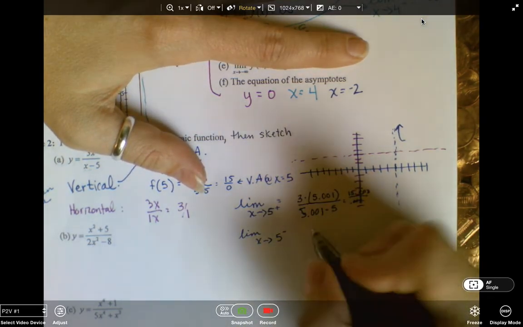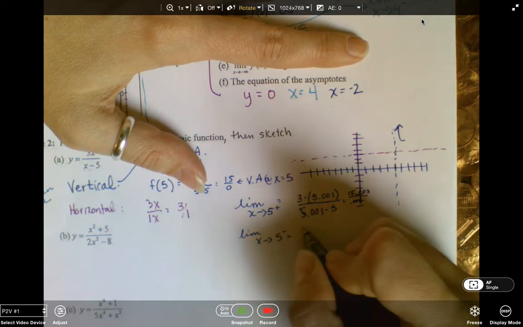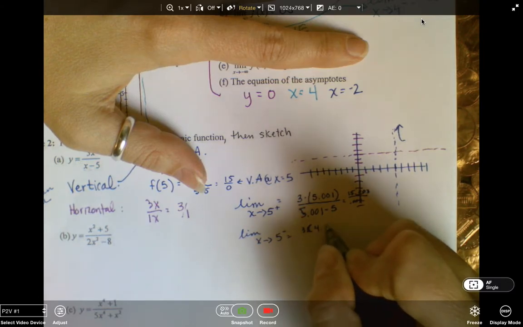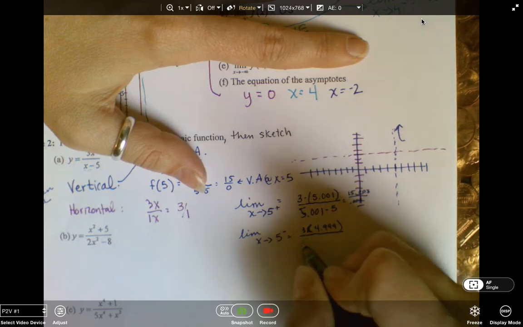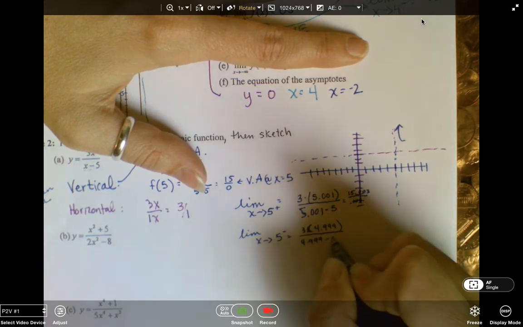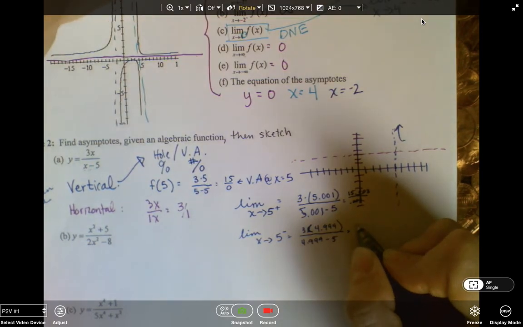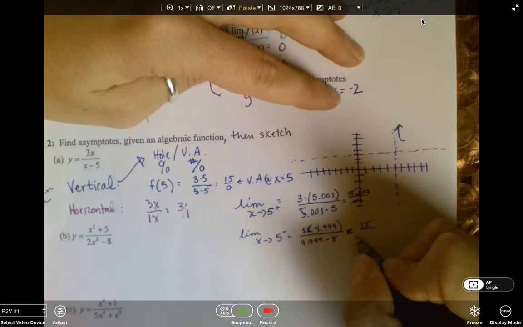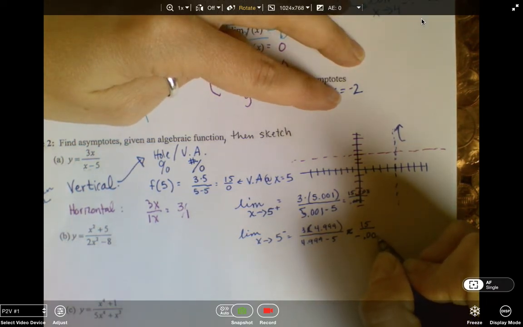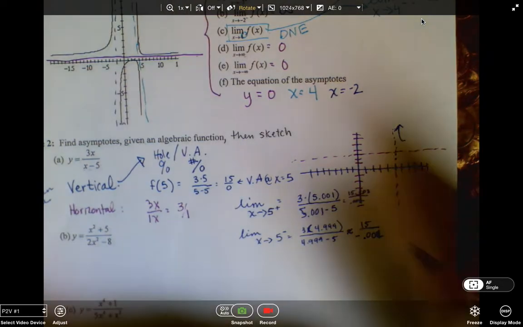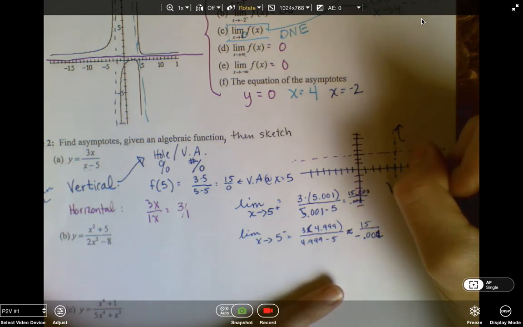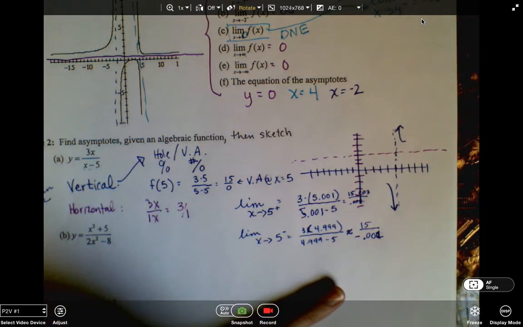The limit as we come at it from the left, we're going to have 3 times, let's do 4.999 over 4.999 minus 5. So this is going to give us, again, slightly less. We're going to go approximately 15 divided by negative 0.001. So now we have a big number divided by a small negative number, which means this is going to go down to negative infinity.